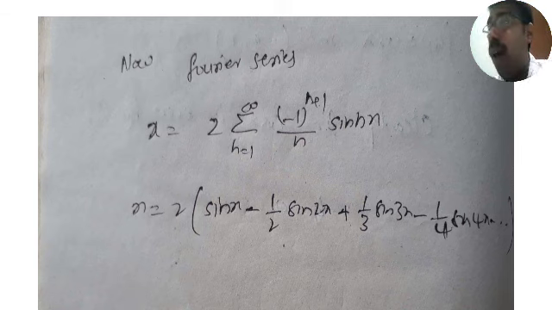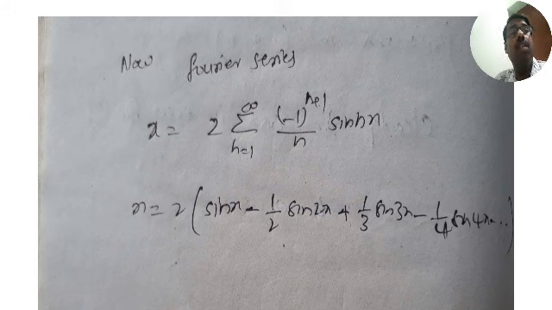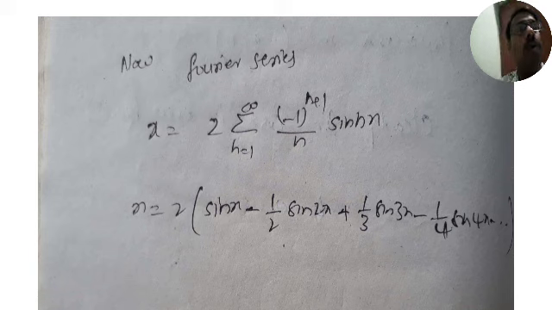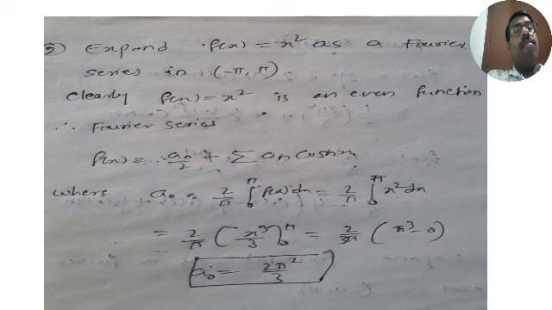So we covered one problem, which is an odd function on the interval minus pi to pi, another 25 minutes ago. So let us try to cover more problems. So next problem is, what is the next one? Expand f of x is equal to x square as a Fourier series in minus pi to pi.